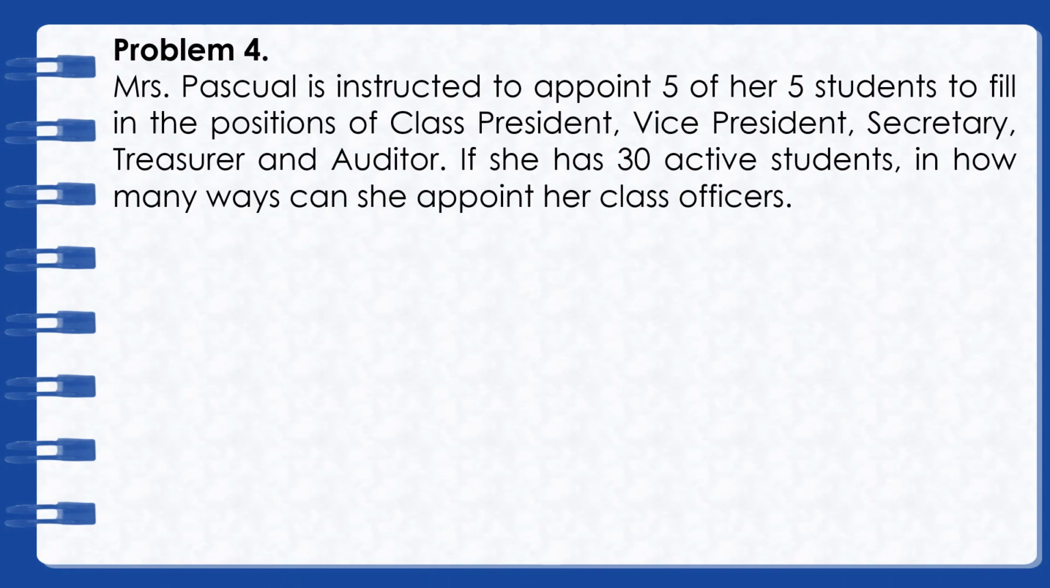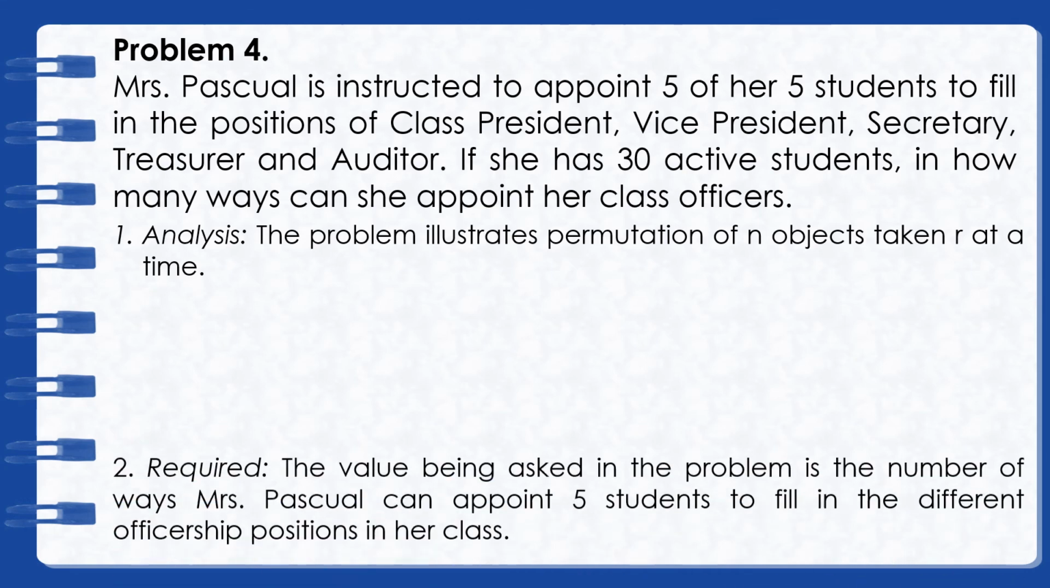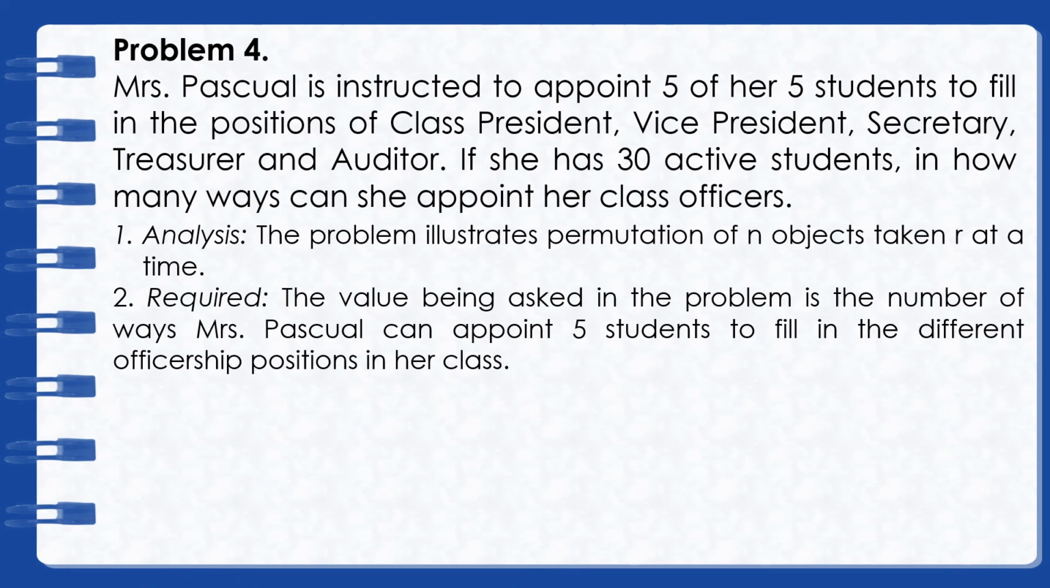Are you ready to solve problem number 4? Great! Mrs. Pascual is instructed to appoint 5 of her students to fill in the positions of class president, vice president, secretary, treasurer, and auditor. If she has 30 active students, in how many ways can she appoint her class officers? So first step is to analyze. So this is about permutation.